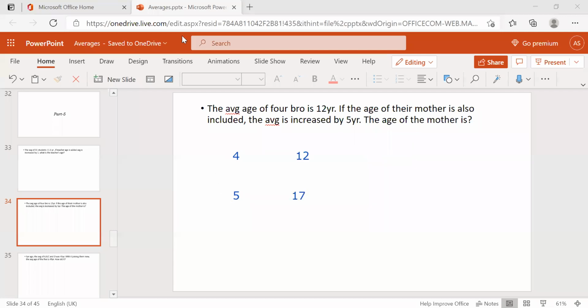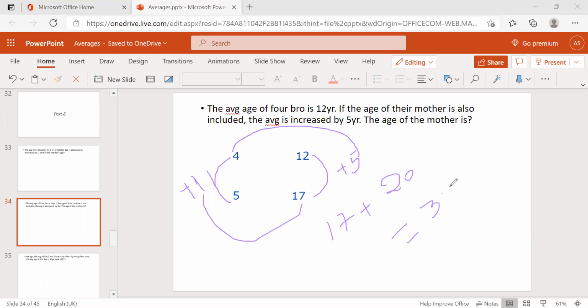Now, check here. So what's the difference here? Plus 1. What's the difference here? Plus 5. So plus 1 is multiplied with 17, 17 plus 5 into 4. Right side difference with top of the left hand side. So it's 20. Now, what's the answer? 37 is the mother age.